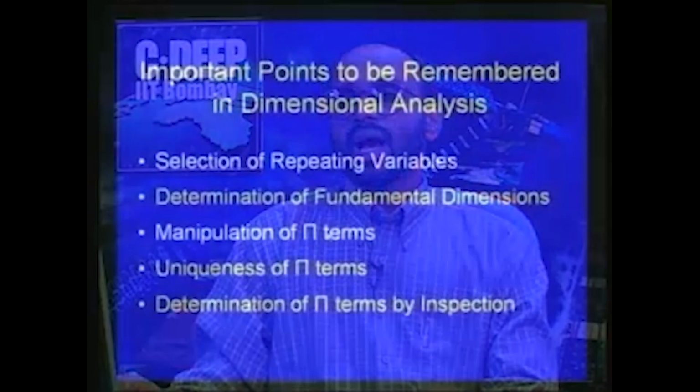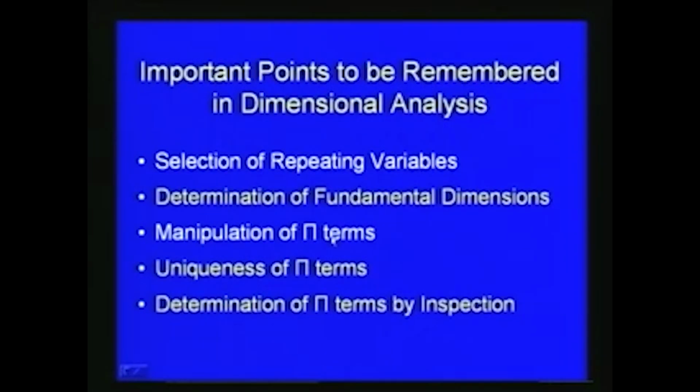So, the important points to be remembered in dimensional analysis while using the Buckingham pi theorem are: first one is the selection of repeating variables. So, a number of variables will be repeating with respect to each pi term, so we should know how we select them. Second one is determination of fundamental dimensions. So, we have seen that either MLT, mass length time, or FLT, force length time, are the fundamental dimensions we use. So, with respect to this, we have to decide which fundamental dimensions we use, and then next one is manipulation of pi terms.